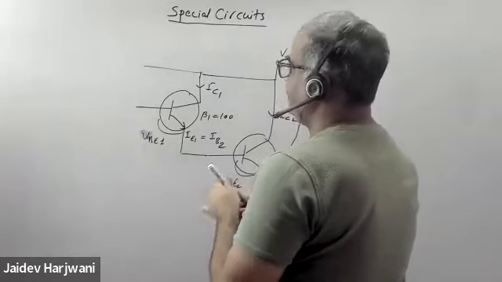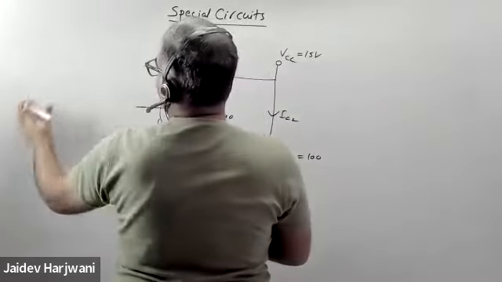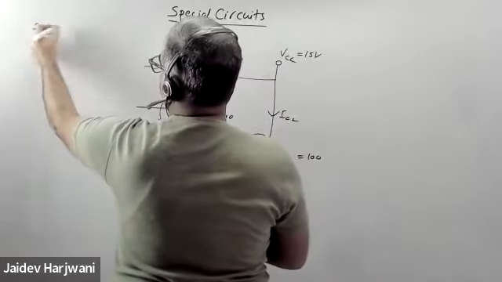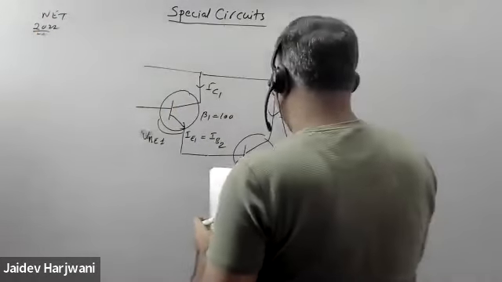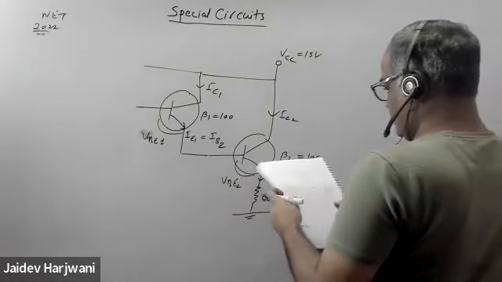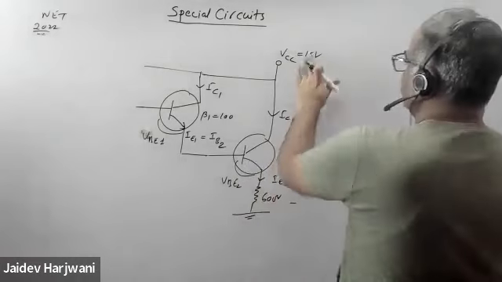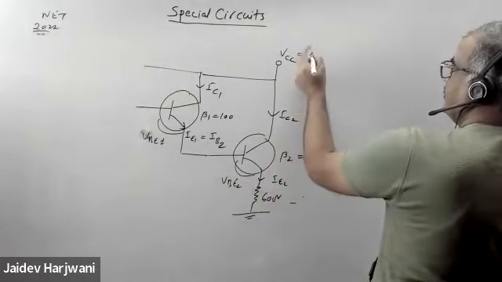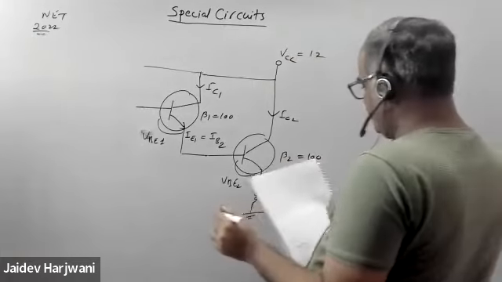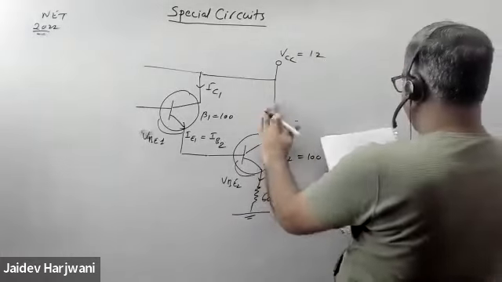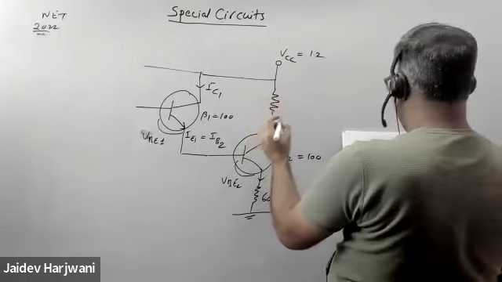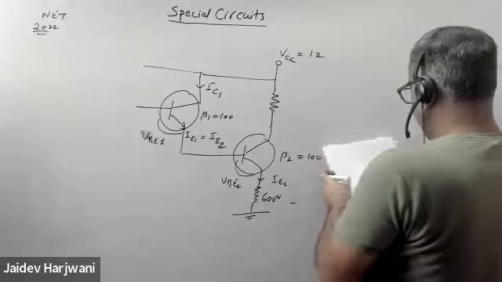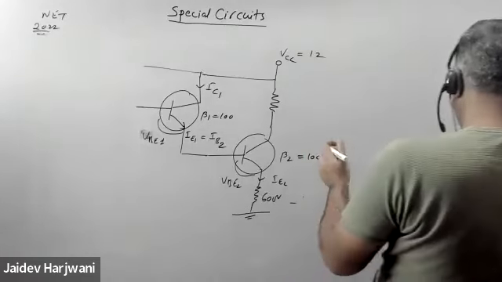So this problem came last year, that is 2022. This time they have given you VCC equals 12 volt. And they have given you resistance here. One IC resistance they have given here. Its value is 2 kilo ohm.